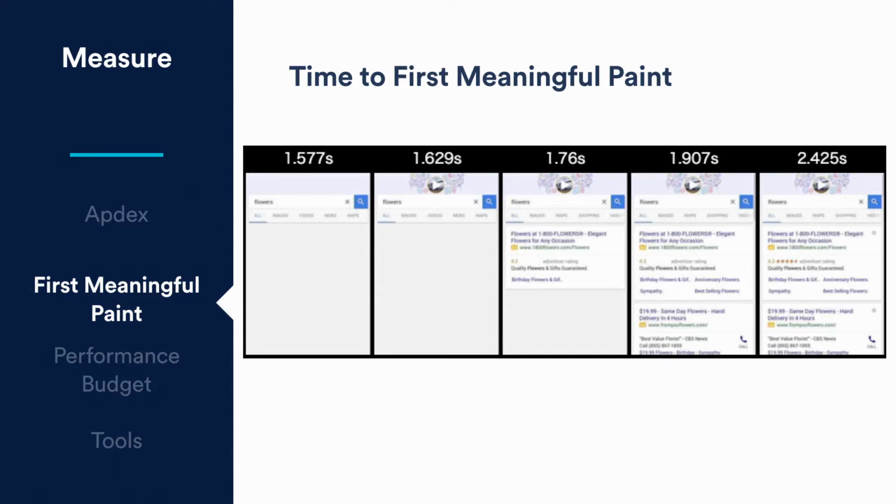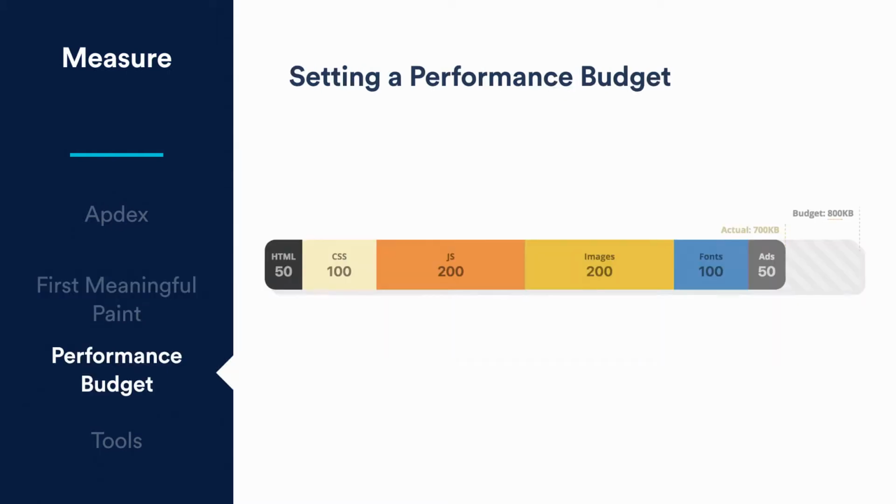First meaningful paint is the time when the page's primary content first appears on the screen. You can measure that through the Chrome developer tools, and you could measure the time as well as look at the screenshots. And as you can see in this example, Google search results optimizes for showing the search box first.